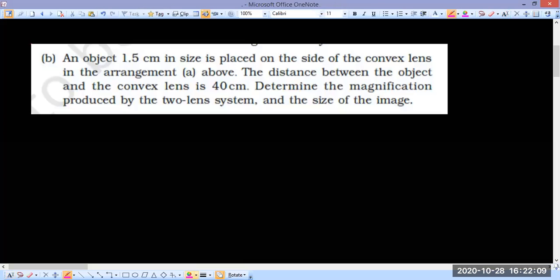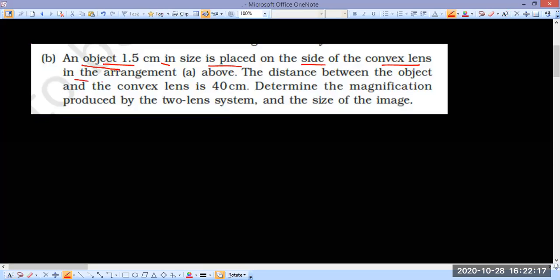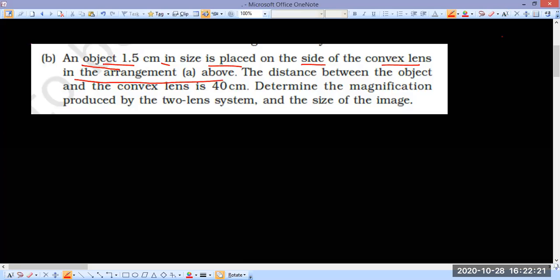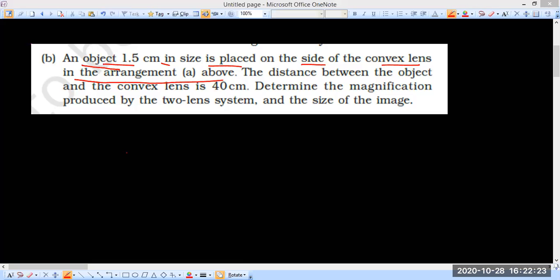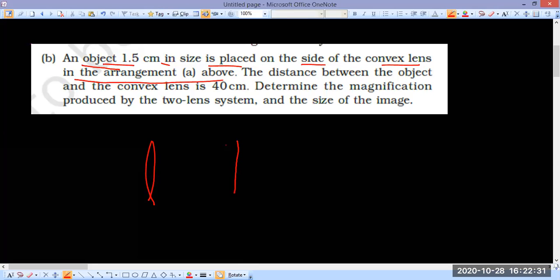Okay. So an object 1.5 centimeter in size is placed on the side of convex lens in the arrangement as shown here. Okay, Shivangi. So here is the convex lens. So take a little care with the homework. Why do you do this?